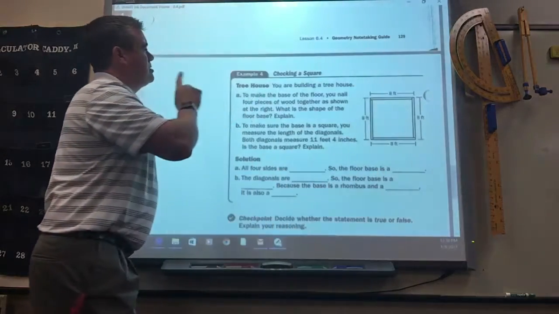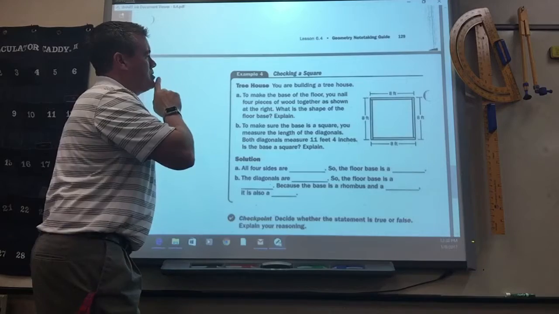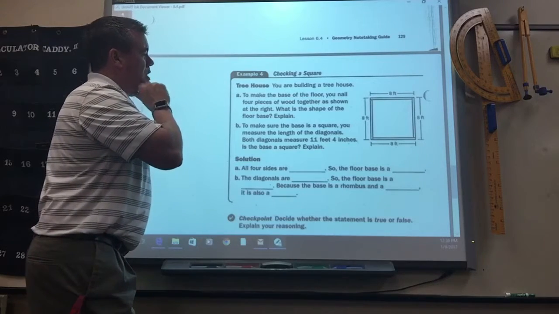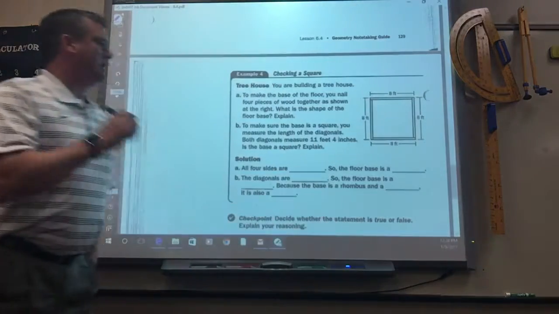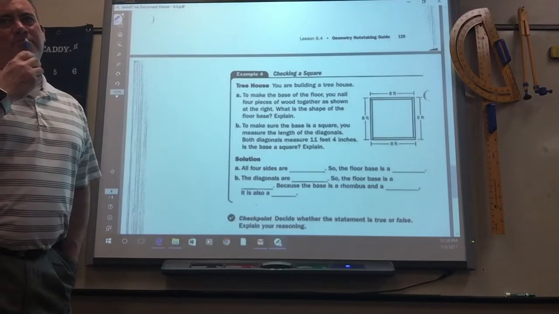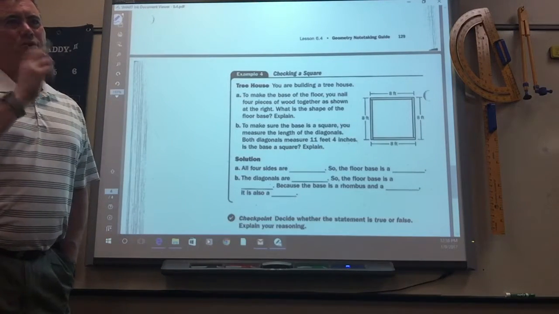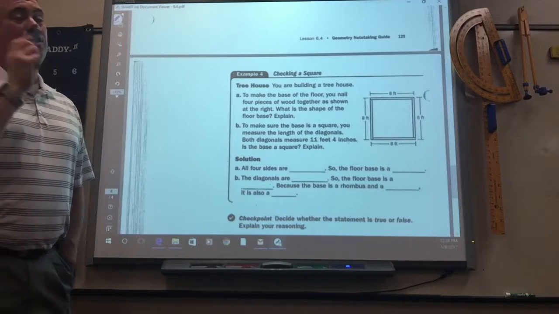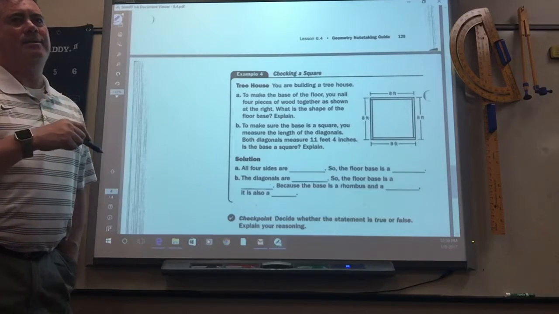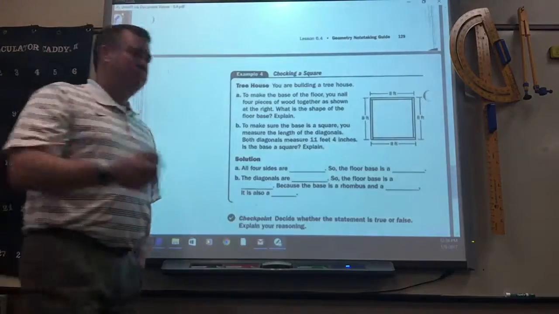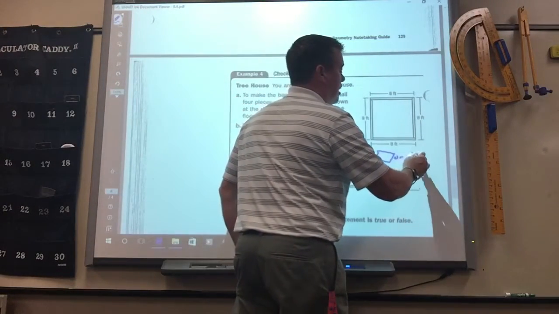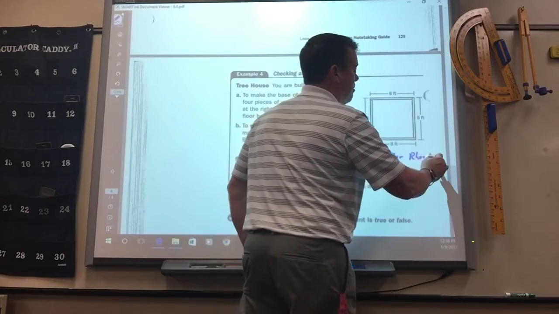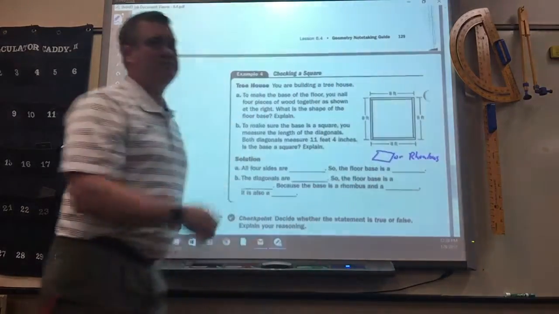To make the base, the floor, you nail 4 pieces of wood together as shown. What is the shape of this? Okay, we don't know it's a square though, because we don't know if they're all 90. But we could call this for sure a parallelogram, or better yet, a rhombus, because they're all four the same.